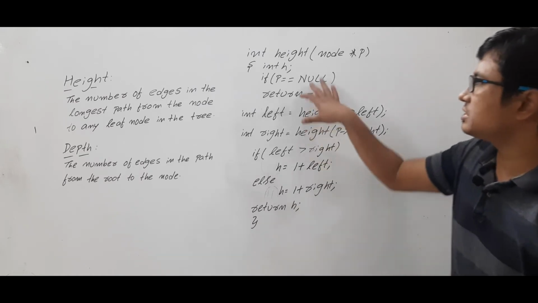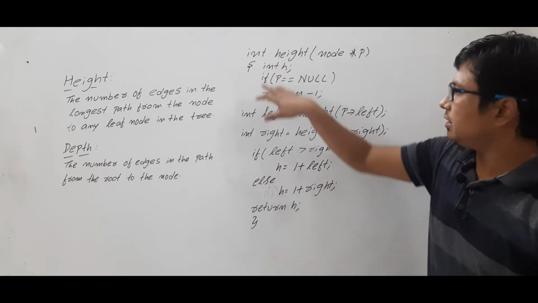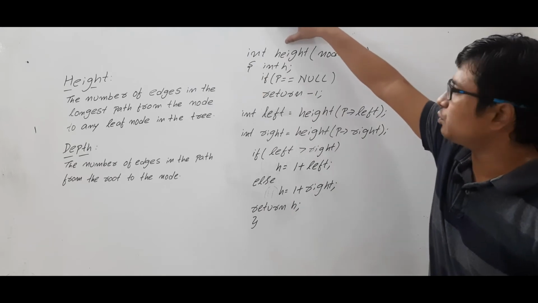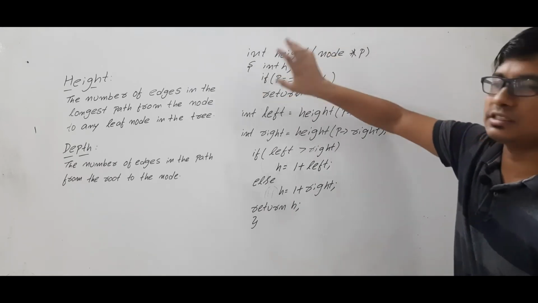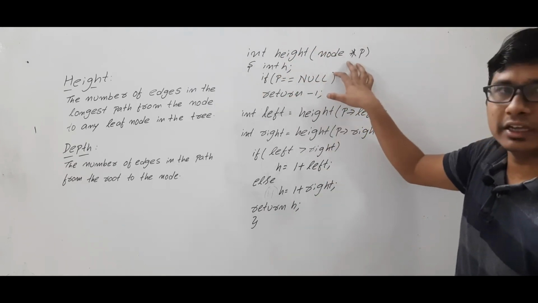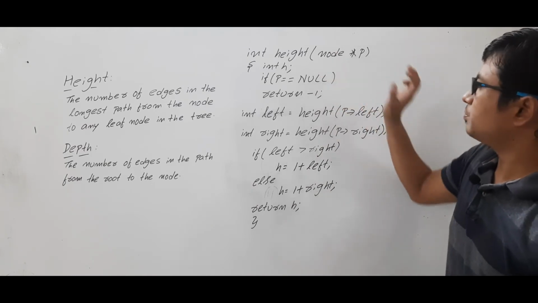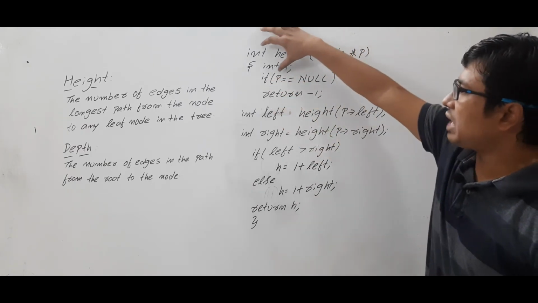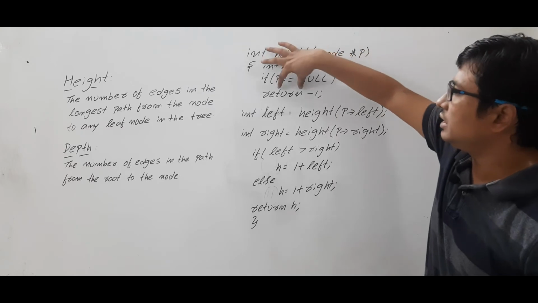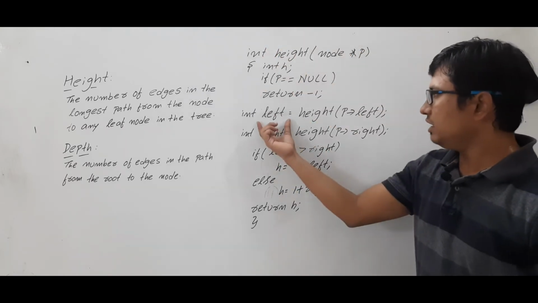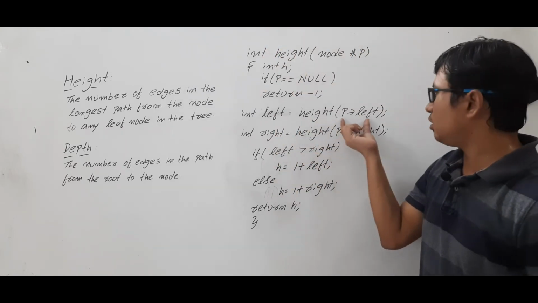Let me discuss with a simple example what I have written. Int height is a function, and I am taking a pointer p. If the value is equal to null, then return -1, and int left is equal to height of p of left.